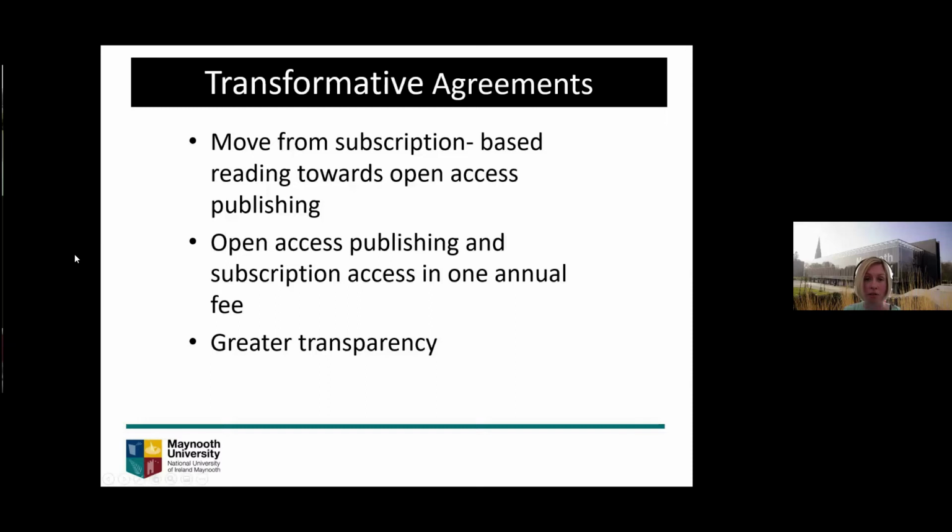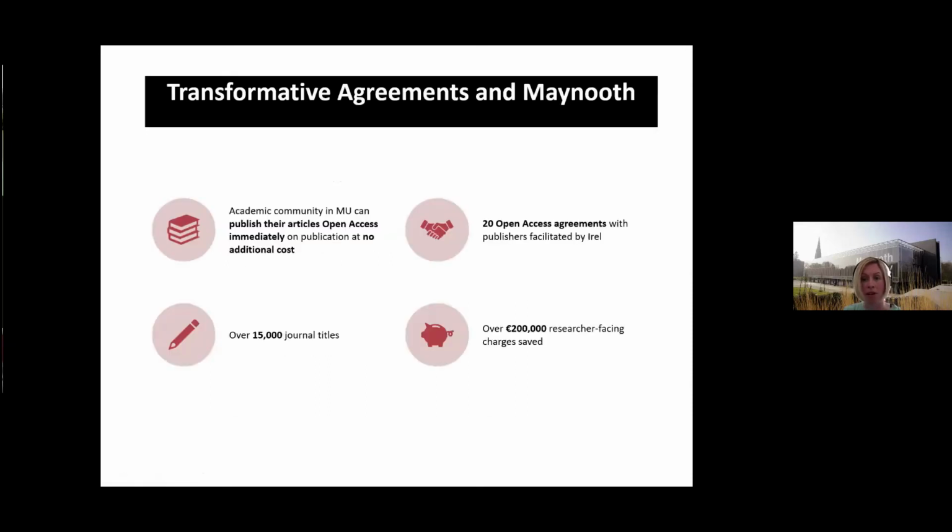So that's kind of an overview of what the transformative agreements are, but what does it mean for researchers in Maynooth, and what do you have access to? So thanks to the transformative agreements, the academic community in Maynooth can publish their research open access immediately in over 15,000 journal titles across 20 publishers.